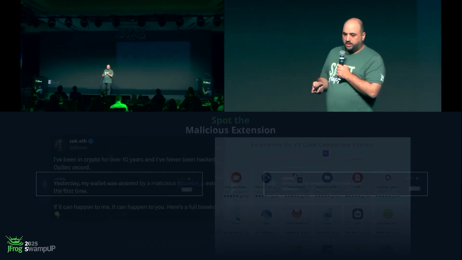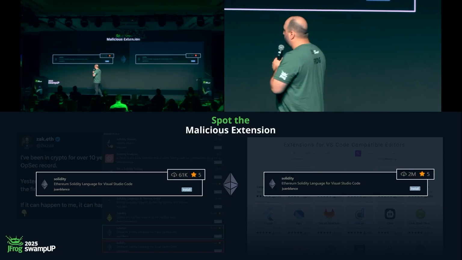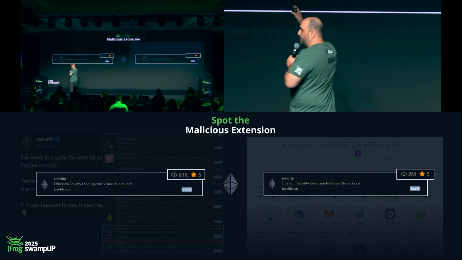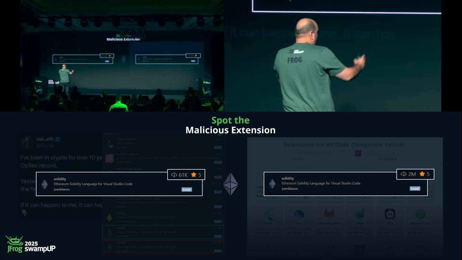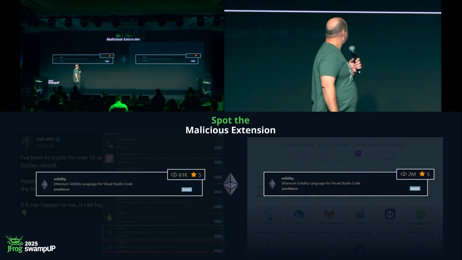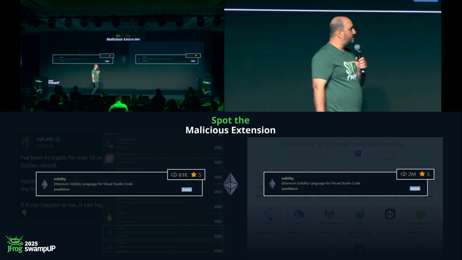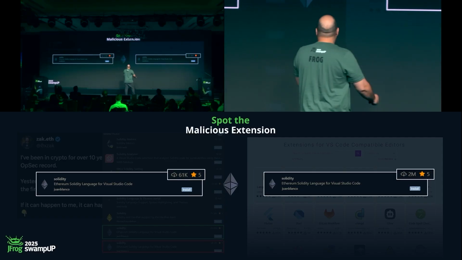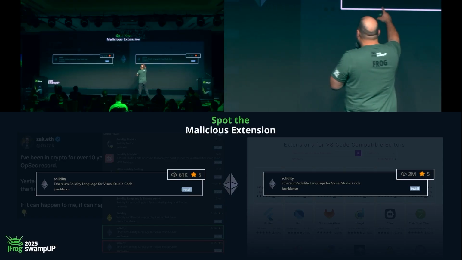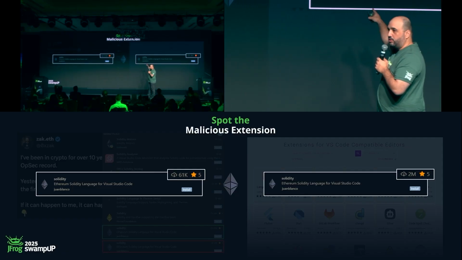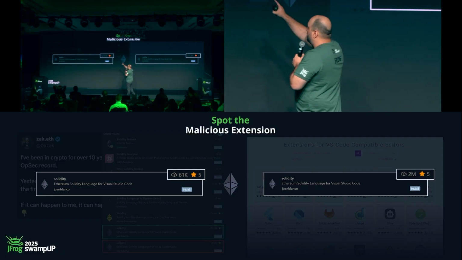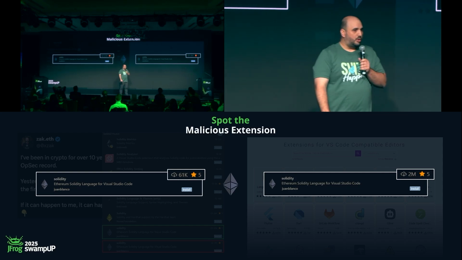So we'll see. We have two versions of Solidity here. This one, the one on your left, and this one, the one on your right. And we can see that the differences are not that significant. The text looks the same, the name looks the same, the author's name, Juan Blanco, looks the same, the rating is the same. What I'm seeing here different is the number of downloads.